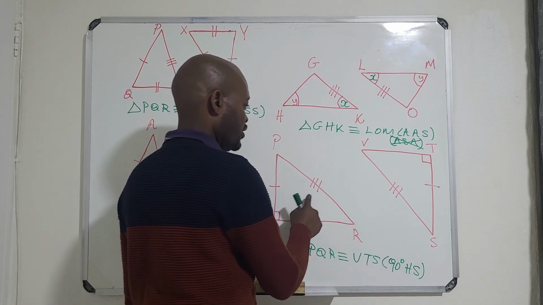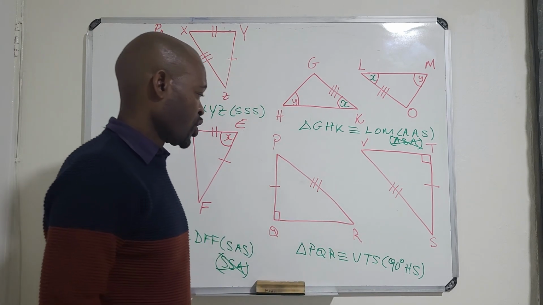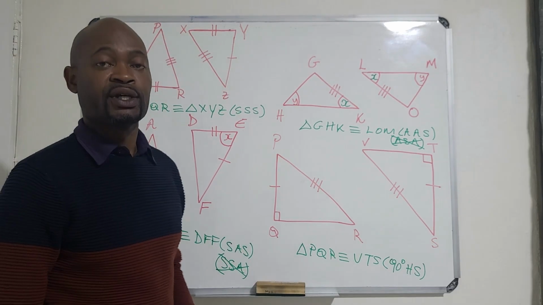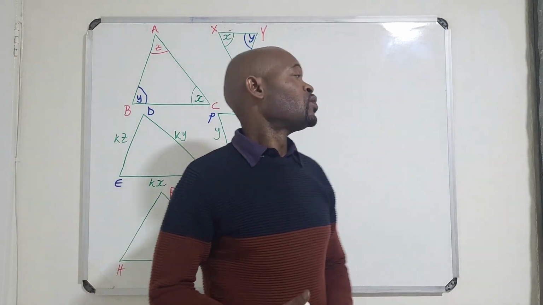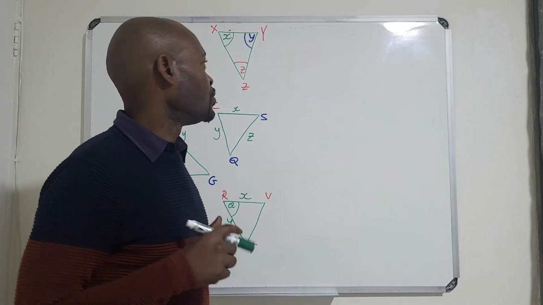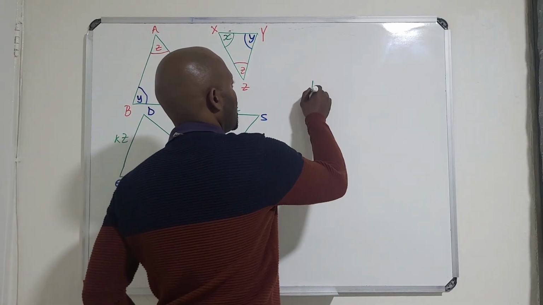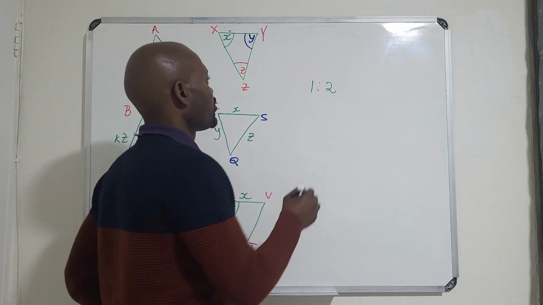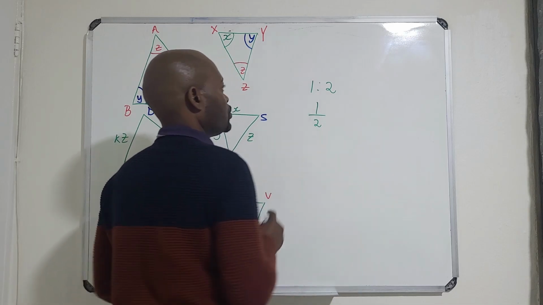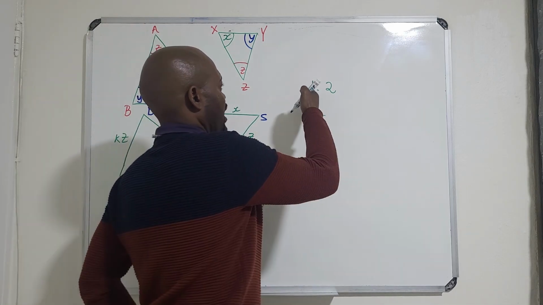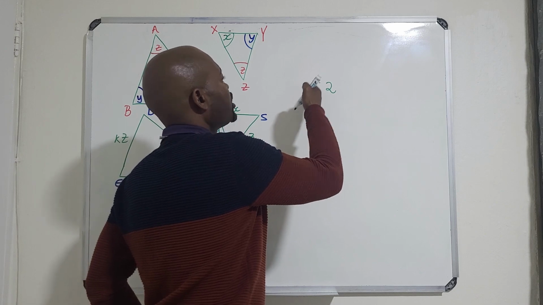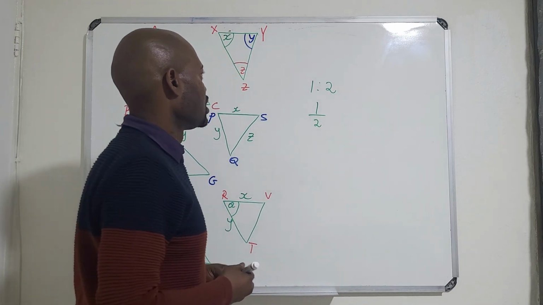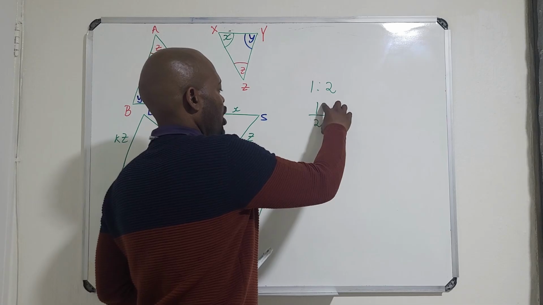That is why we said the two triangles are congruent, because the reason is 90 degrees, hypotenuse, side. Now, I want us to talk about ratio. If I have 1:2, 1:2 can be written as 1/2. This just tells us that a certain quantity is 1 unit to 2 units of another quantity. Therefore, we can write this ratio in this form.